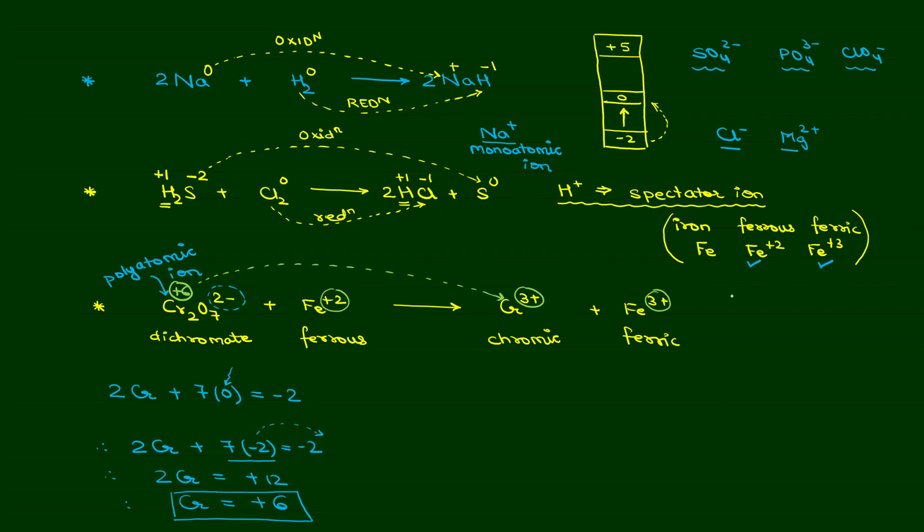Are you all clear or should I explain again? No, it's clear. Going up, just repeat with me. Going up is oxidation. Going down is reduction. So do you understand the number line over here? Yeah. From plus 6 to plus 3, it's going down.